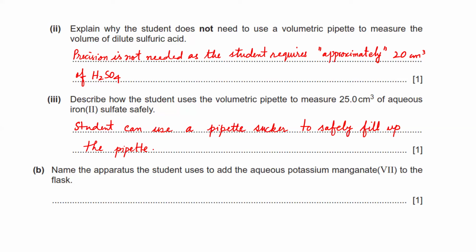Then it says part B, name the apparatus the student uses to add aqueous potassium manganate to the flask. You can just simply say burette. So remember, the burette is a long shaped thing that comes with this knob, and that burette can be used to add potassium manganate to the flask. So let me draw the flask for you. So this is, for example, the conical flask, which contains other liquid.